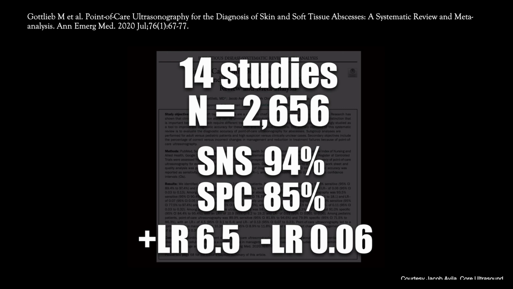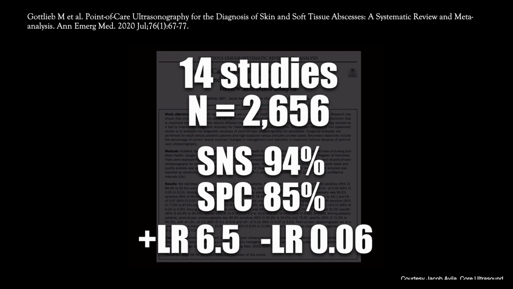Most of these studies were small sample sizes, so in 2020, Gottlieb et al. completed a systematic review and meta-analysis to determine the diagnostic accuracy of point-of-care ultrasound for identifying skin and soft tissue abscesses. They also looked at whether point-of-care ultrasound resulted in a change in management and the difference in failure rates between point-of-care ultrasound and non-ultrasound patient groups. As you can see from this data, point-of-care ultrasound has good diagnostic accuracy for differentiating abscesses from cellulitis.